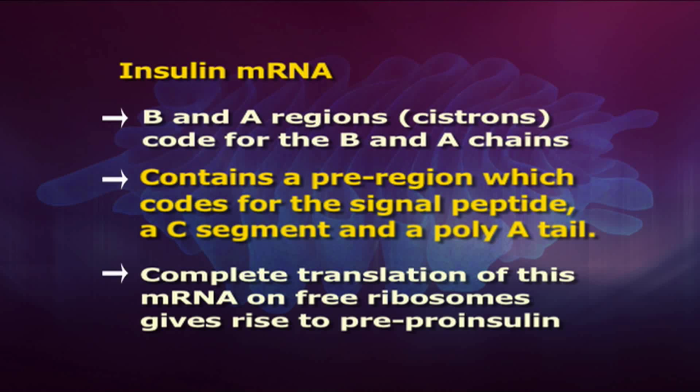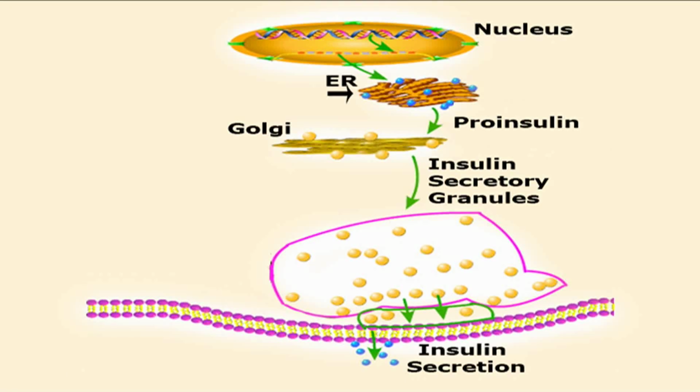The complete translation of this mRNA on free ribosomes gives rise to pre-proinsulin. In the ER, the pre-region, that is a signal peptide of 23 amino acids long, is removed by the signal peptidase. The completed proinsulin chain is then activated in the Golgi through the removal of the C peptide, that is connecting peptide, by the converting enzyme and is packaged as active hormone within the secretion granule.